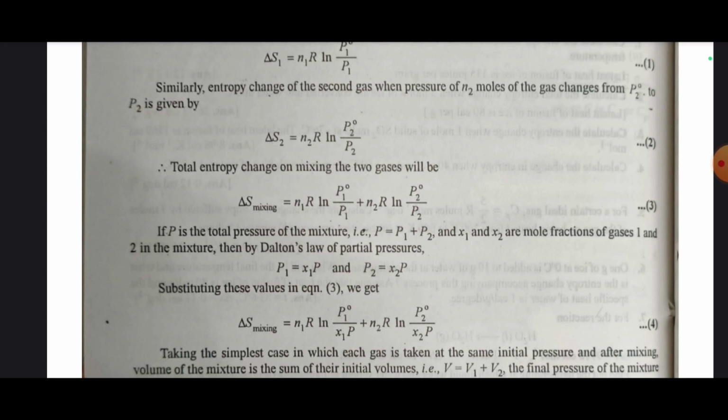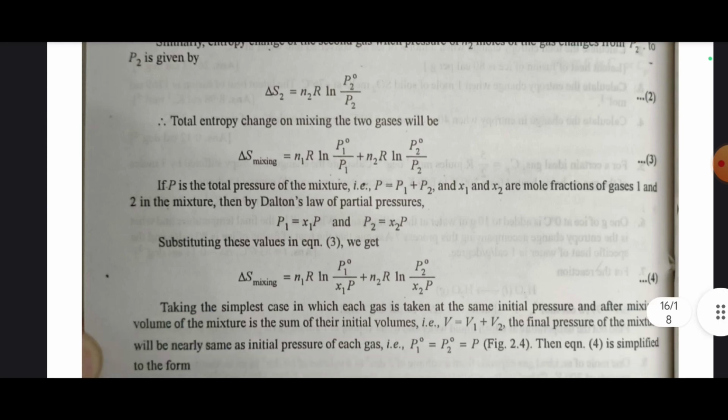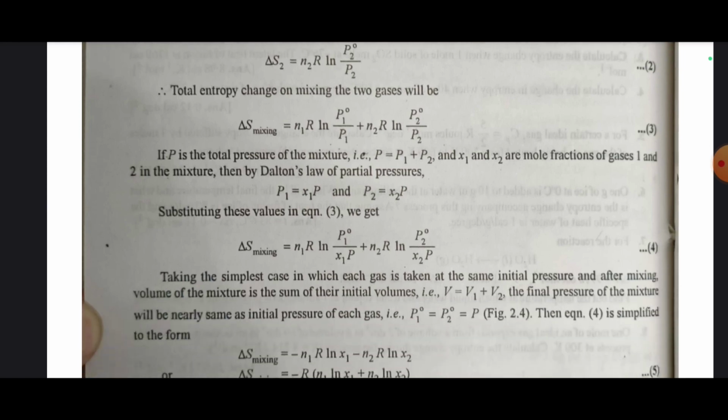Total entropy change on mixing the two gases will be ΔS mixing is equal to n1R ln of P1⁰ by P1 plus n2R into ln of P2⁰ by P2, which is equation 3. If P is the total pressure of the mixture, that is P is equal to P1 plus P2, and x1 and x2 are the mole fractions of gases 1 and 2 in the mixture, then by Dalton's law of partial pressures, P1 is equal to x1P and P2 is equal to x2P.